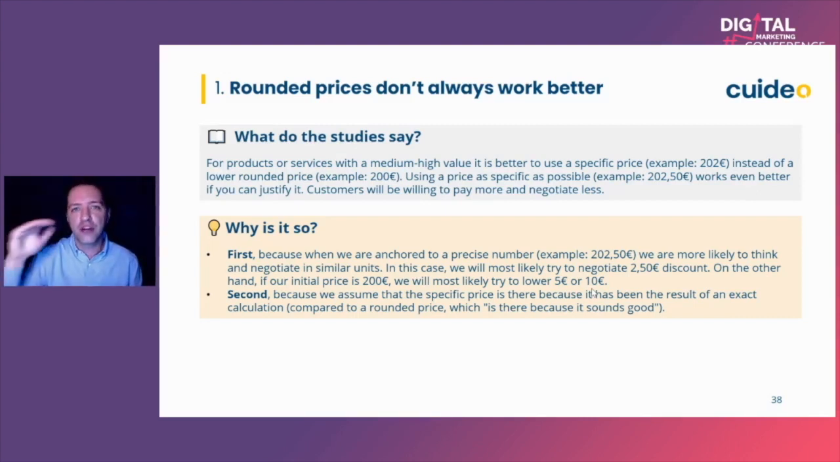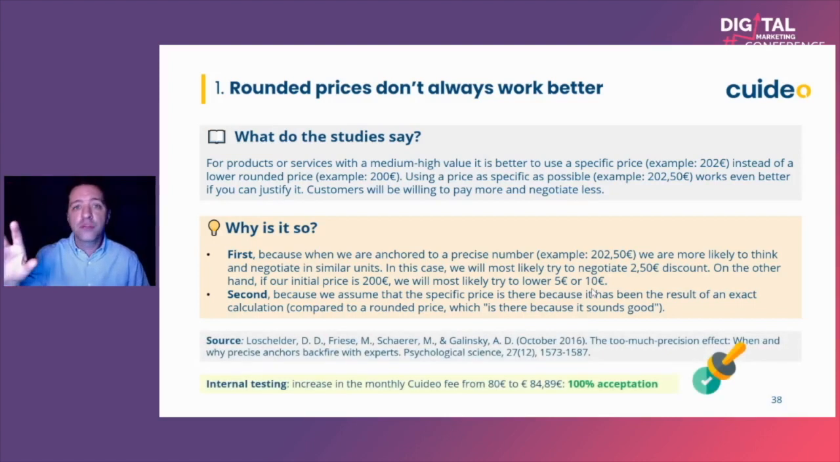And mentally we think, okay, great, if I get it for 200, I'm getting a great deal. However, if 200 is your starting price and people want a discount, you'll have to give them at least 5 or 10 euros, because if not, they won't see it as a discount. The second reason is that if there's a specific price, people assume you have done specific calculations to get to that price. With 202.50 euros, you must have done specific calculations. It's not just a number that you completely invented.